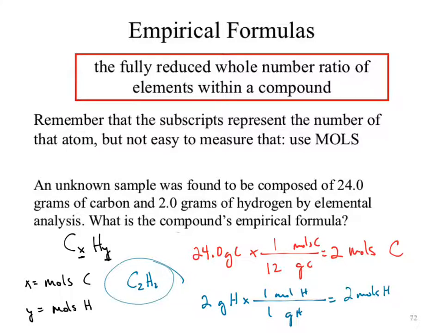The empirical formula must be fully reduced. Is that fully reduced? No. To reduce it, I would have to divide both numbers by 2, and I end up with CH. There's my empirical formula. Okay, kind of makes sense? You're stringing together independent calculations and putting them together into one ultimate meaning.